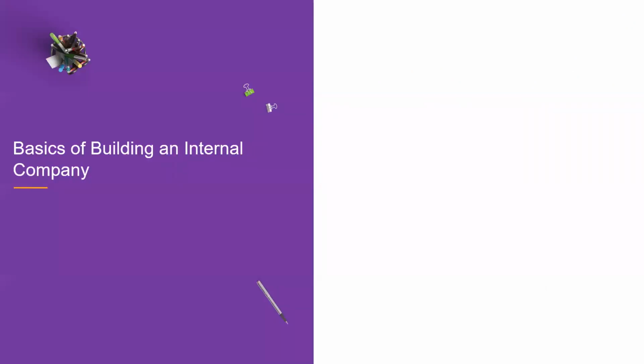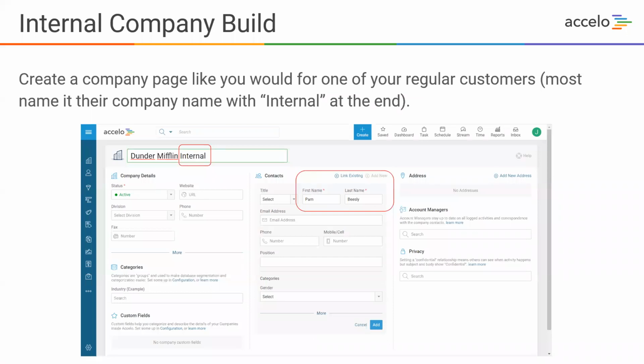So now we're going to go through the actual steps of what it takes to build out your very own internal company in Accelo. And spoiler alert, it's actually no different at all from creating your typical company in your Accelo client CRM. All you have to do is add a new company name in, which can be just coined as your company name plus the word internal. That makes it pretty easy to pull up under your global search bar.